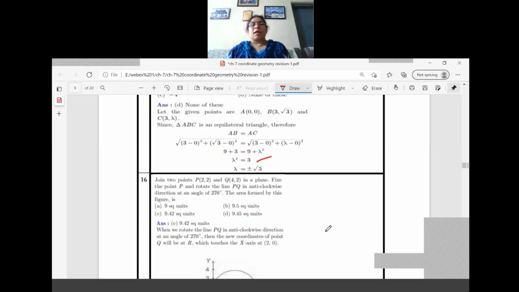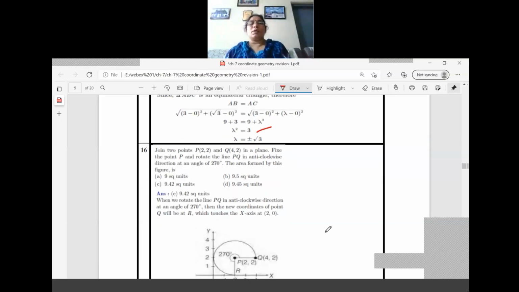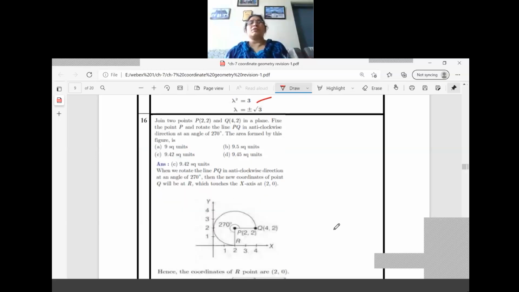Now join the points P(2, 2) and Q(4, 2) in a plane. Fix the point P and rotate the line PQ in an anti-clockwise direction at an angle of 270 degrees. The area formed in the figure is the question. Don't think you will not get the figure. You got the figure here. So 270 degrees is already shown here. Now what are the changes that happen here? That is the question: the area formed by the figure only.